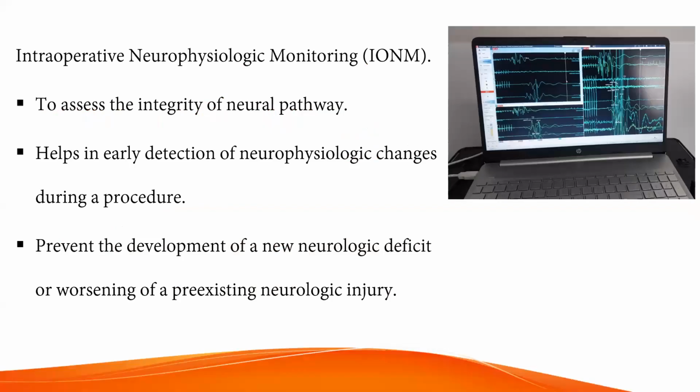Neural monitoring is a device used to assess the integrity of the neural pathway intraoperatively. Let me explain a little history regarding neural monitoring. In the 1960s, there was an increase in spine surgeries, and they noticed that post-operatively, patients used to develop some neurological deficits. In order to prevent that, in 1973, they came up with one test to assess the neurological status intraoperatively.